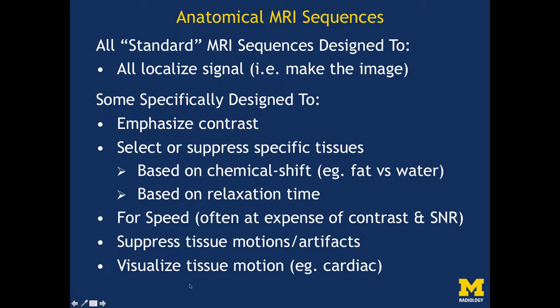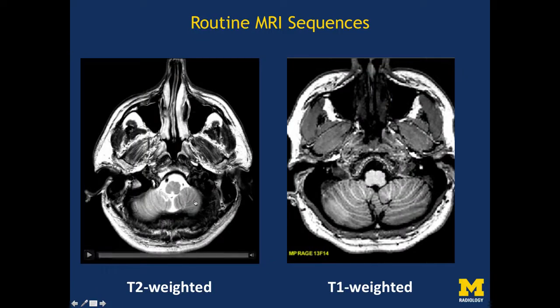Sometimes we want to visualize the motion. So there's another class of sequences targeting motion, and those may be gated or really fast so that we can look in a single series of time frame views of things moving, for example, the heart. Or we may want to look at motions that are confined to the venous or the vascular system. So MR Angiography and MR Venography are techniques that are also done. I view these all as anatomical sequences. We're trying to map out the anatomy in the body.